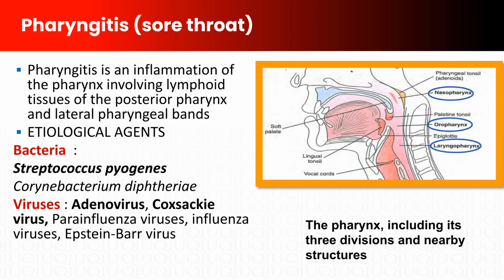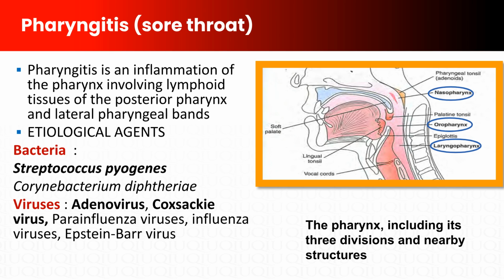Viral causes are numerous and include adenovirus, which often causes pharyngoconjunctival fever with sore throat, red eyes, and fever. Coxsackie virus causes herpangina, characterized by small vesicles and ulcers in the throat. Parainfluenza viruses and influenza viruses can cause pharyngitis as part of a broader respiratory infection. Epstein-Barr virus causes infectious mononucleosis, presenting with severe pharyngitis, enlarged tonsils often with exudates, generalized lymphadenopathy, and fatigue.